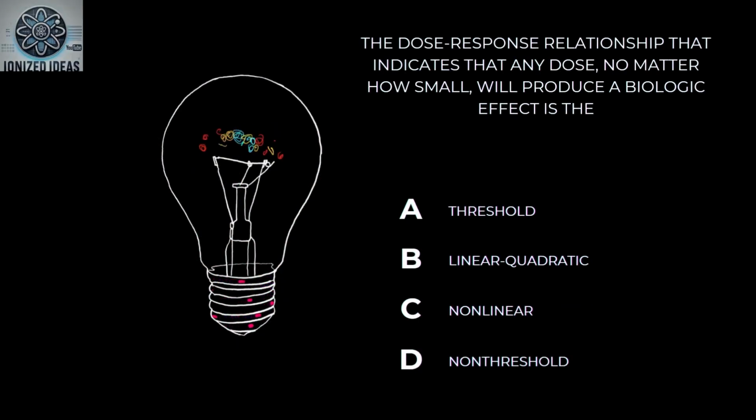The dose-response relationship that indicates that any dose, no matter how small, will produce a biologic effect is the A. Threshold, B. Linear quadratic, C. Nonlinear, D. Non-threshold.